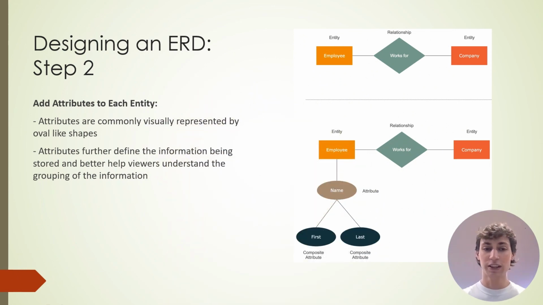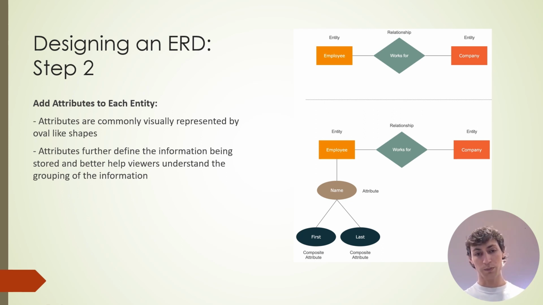Step 2 in designing the ERD is to add attributes to each entity. So we talked about in the last slide being able to establish different attributes to your entities that are strong. Attributes are commonly visually represented by ovals, like I talked about before, but attributes further define the information being stored and better help viewers understand the grouping of the information.